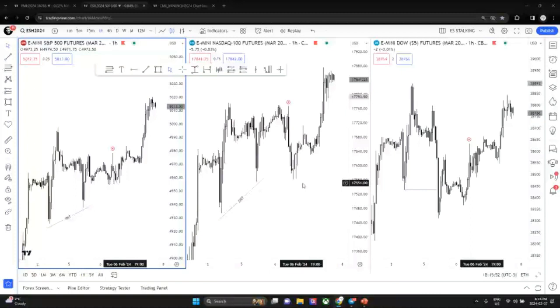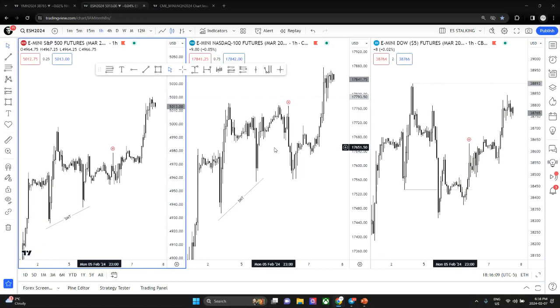This works with any asset class. So if you're trading Bitcoin, you use Ethereum to track Bitcoin. If you're trading Forex, EU, you use GU, and you use the US dollar. If you're trading Canadian dollar, then you use the US dollar. If you're trading gold, you can use silver or the US dollar, right?